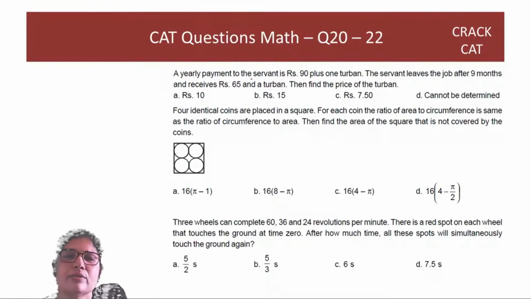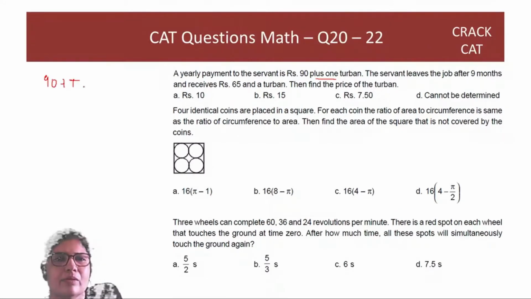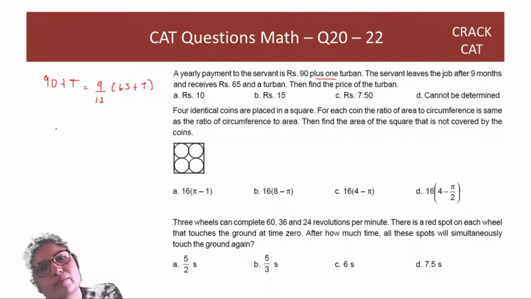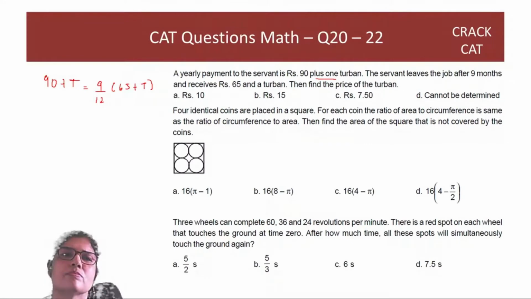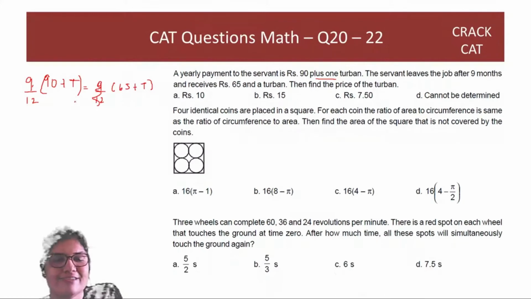A yearly payment to the servant is rupees 90 plus 1 turban. The servant leaves the job after 9 months and receives 65 and a turban. So the salary for 12 months was 90 plus turban. For 9 months out of 12, it is 65 plus turban. So you can now solve this. Yeah, 9 by 12 of this, right, is 65 plus T.